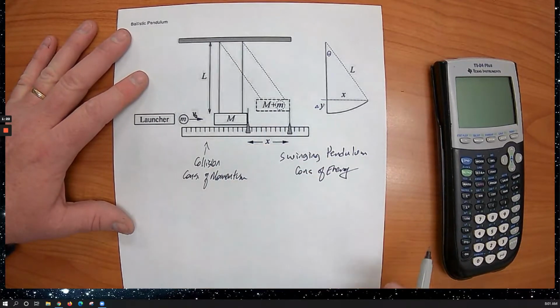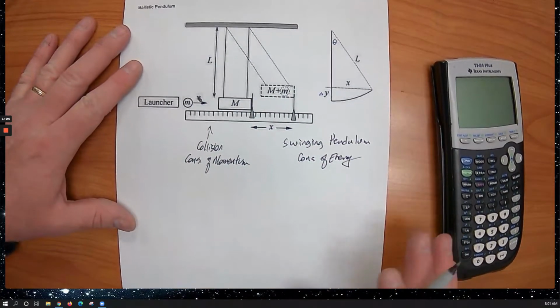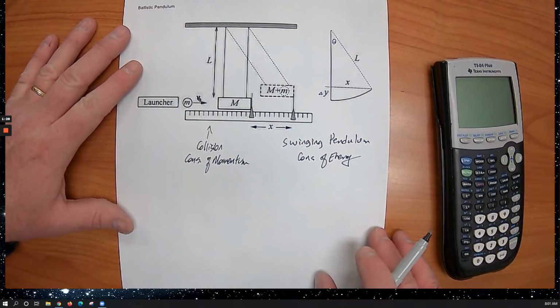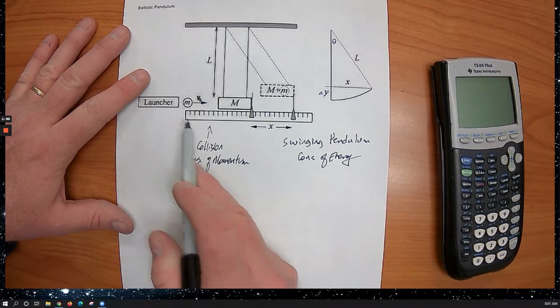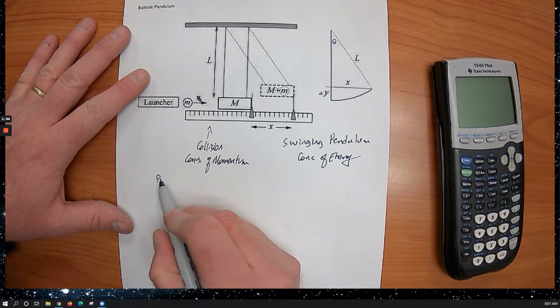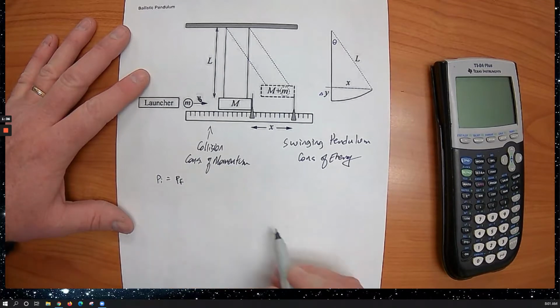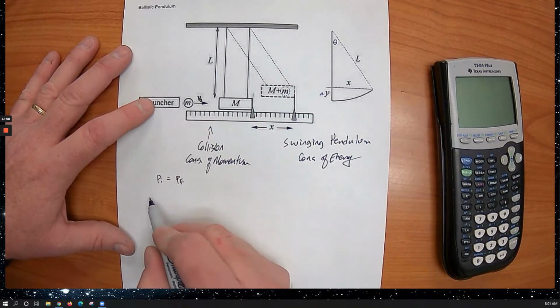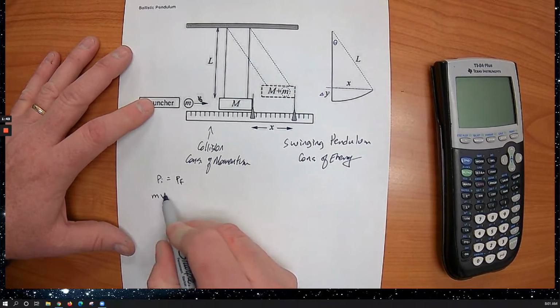So we can do this symbolically, or we can come up with some numbers. I'm going to do it symbolically first, and then we'll look at some numbers and see how we work out some of these problems. So what we have here is, in the collision, initial momentum equals final momentum, okay? And the initial momentum is just in the bullet.